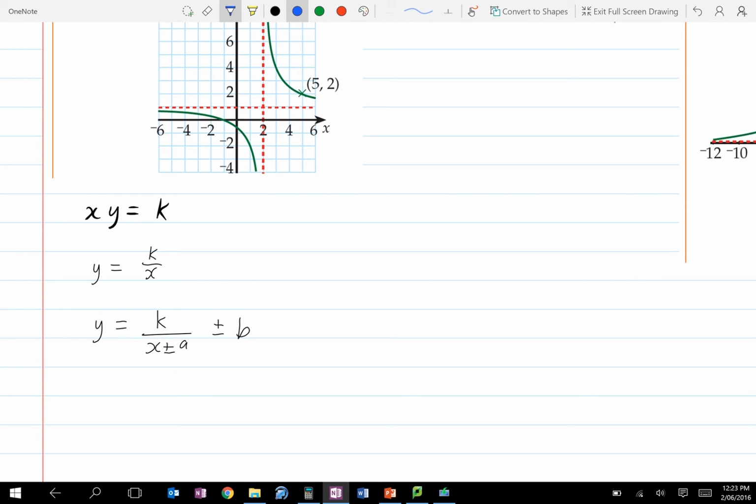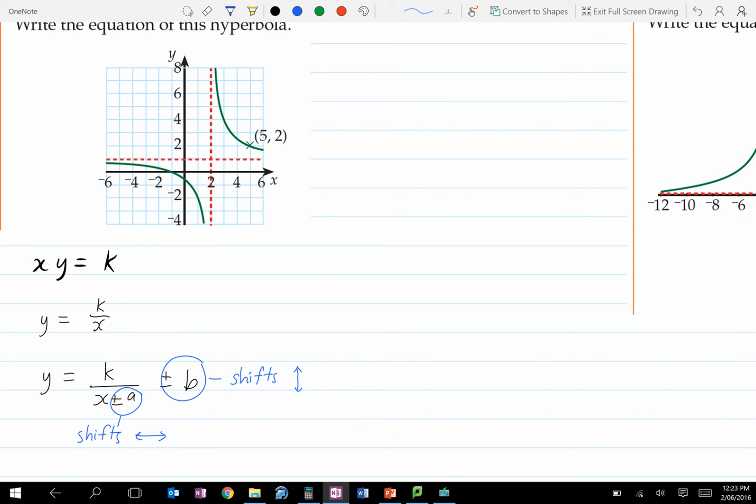And just looking at these, a shifts it sideways, so horizontally, and then b can shift it up or down. So looking at this first example that we've got here, we could say that the equation is going to be something along the lines of y equals k over x plus or minus some number, plus or minus b. Now the asymptotes are the things that give us the idea about the transformation, so that's the easiest thing to find straight away.